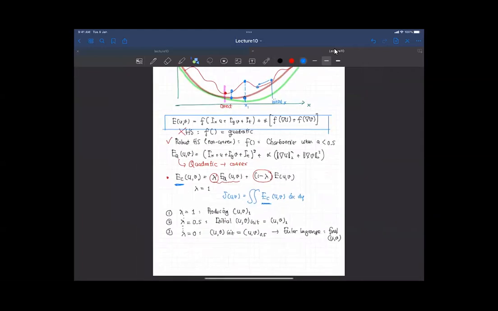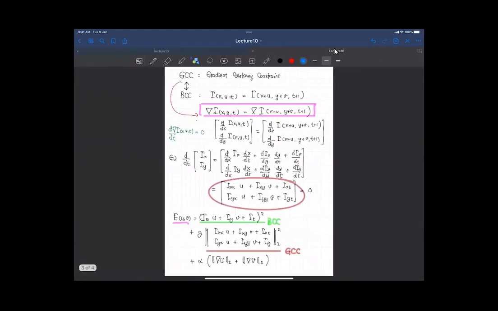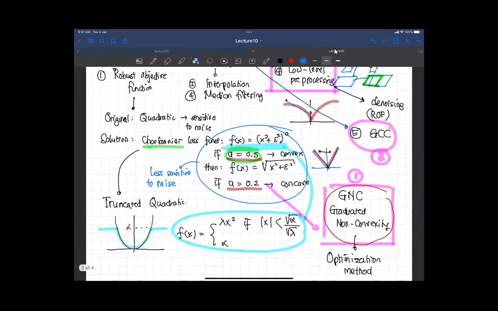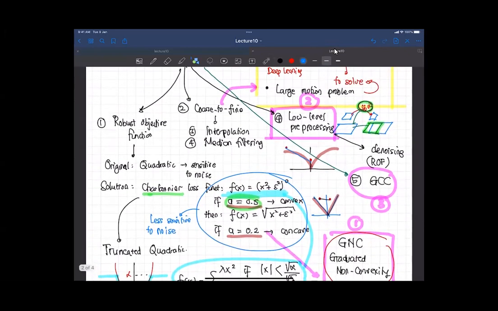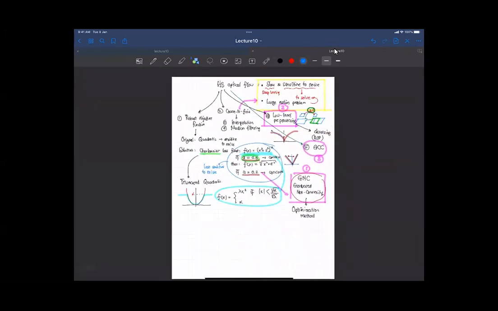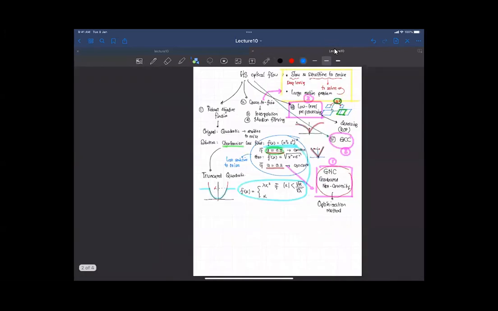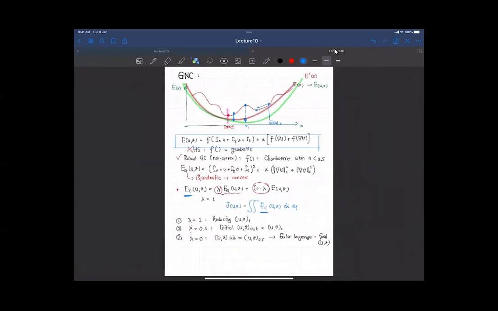Okay, so if there is no question, let's move on. That one is the solution for number one. We have done number one, we have done number three. Now let's move to the low level preprocessing, which is the main topic of today, which is low level vision. Before I move to low level vision, any questions here for optical flow?